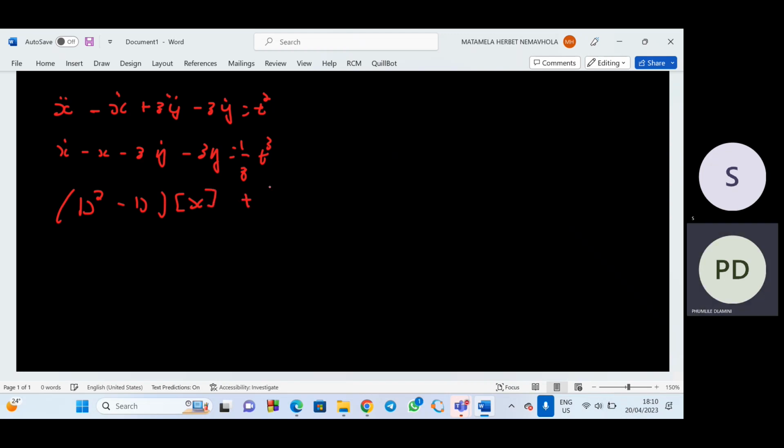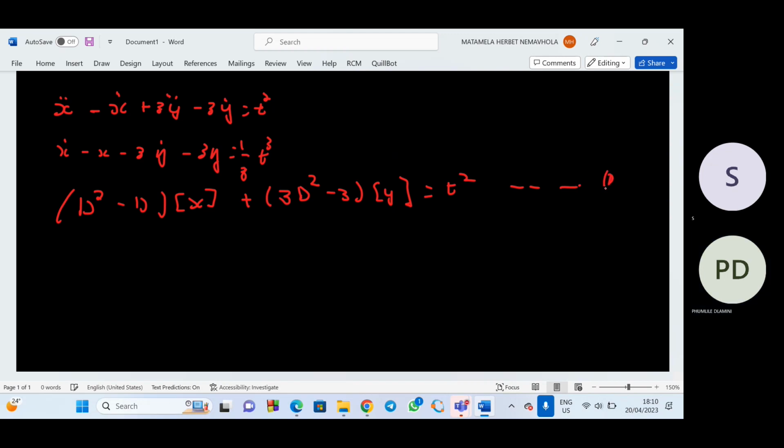Then plus, you can put brackets, 3d squared, which is for the y side now, minus 3. We put the y to show that it is for the y side. Then you say equals t squared. This is your equation number 1.